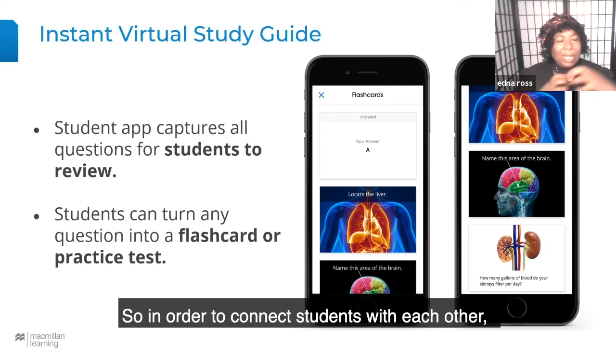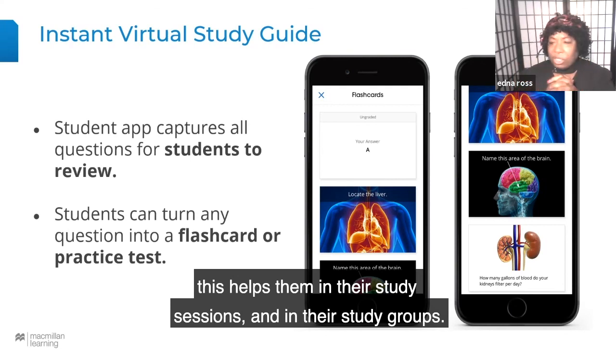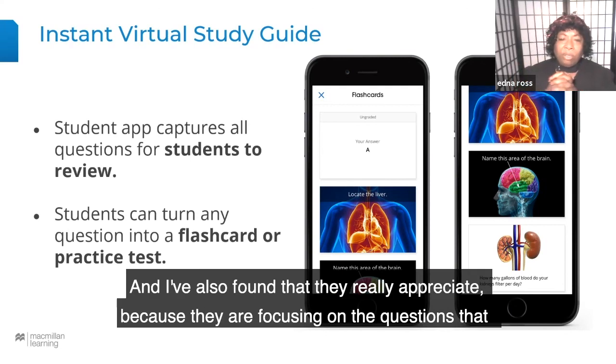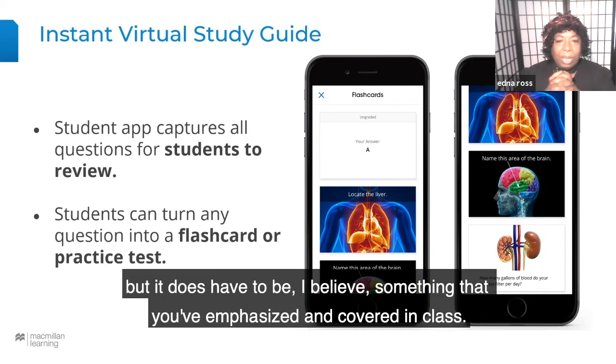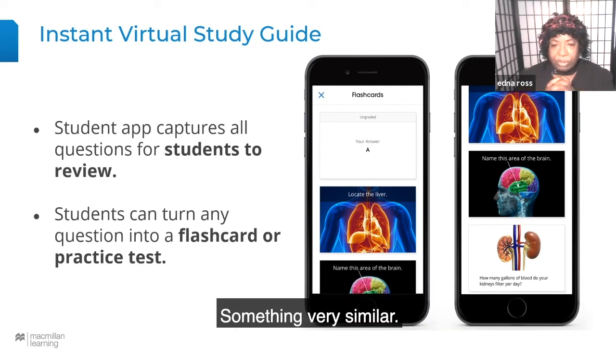So in order to connect students with each other, this helps them in their study sessions and in their study groups. And I've also found that they really appreciate, because they are focusing on the questions that I ask, when I show a version of that question on a formal assessment on a test. It doesn't have to be the same question, but it does have to be, I believe, something that you've emphasized and covered in class, something very similar.